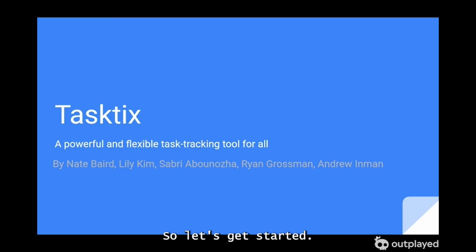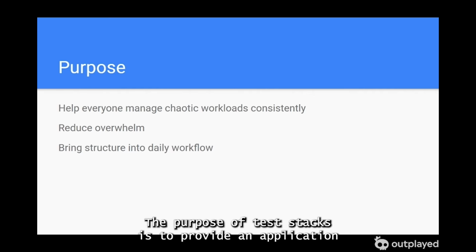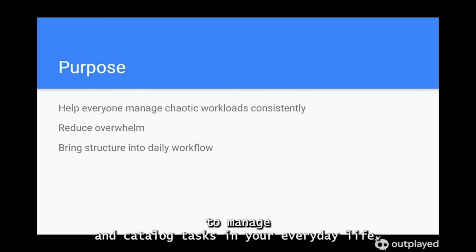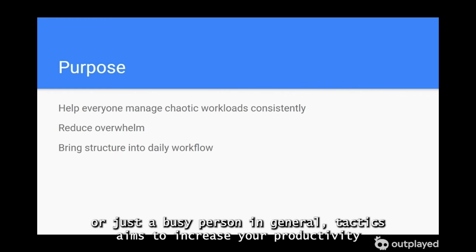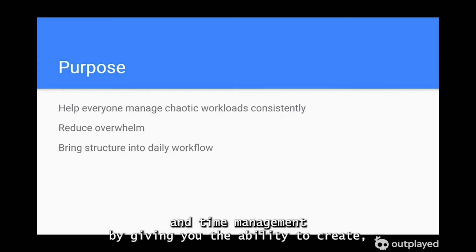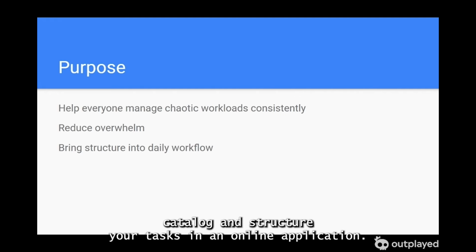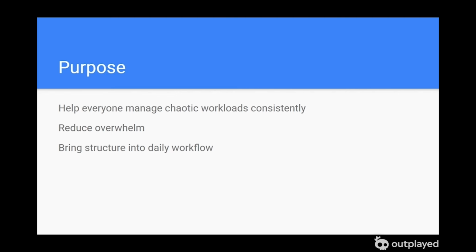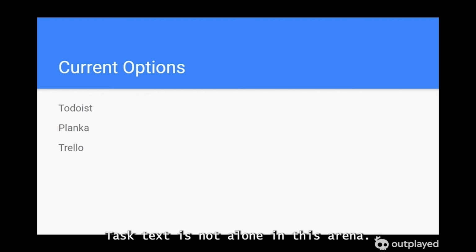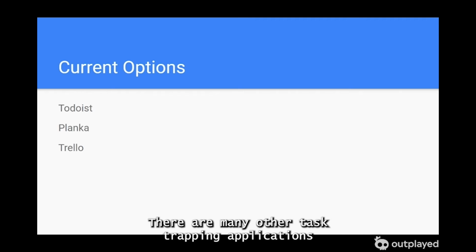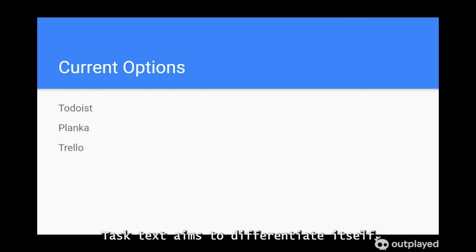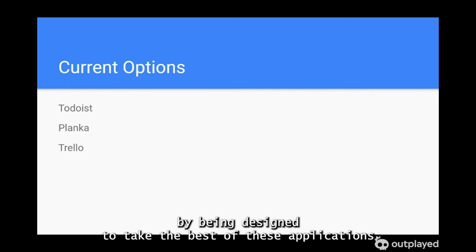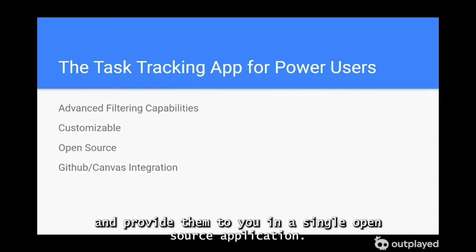So, let's get started. The purpose of Tasktix is to provide an application to manage and catalog tasks in your everyday life. Whether you are a student, employee, developer, or just a busy person in general, Tasktix aims to increase your productivity and time management by giving you the ability to create, catalog, and structure your tasks in an online application. Tasktix is not alone in this arena. There are many other task tracking applications on the market, like some of those listed here. Tasktix aims to differentiate itself by taking the best of these applications and providing them to you in a single, open source application.